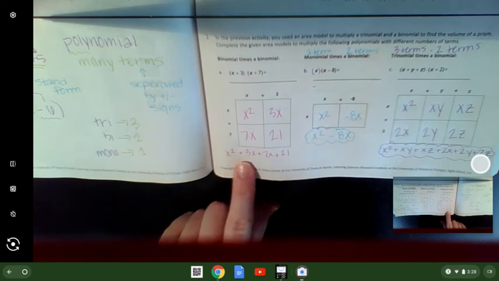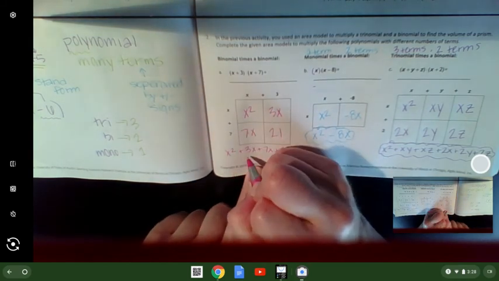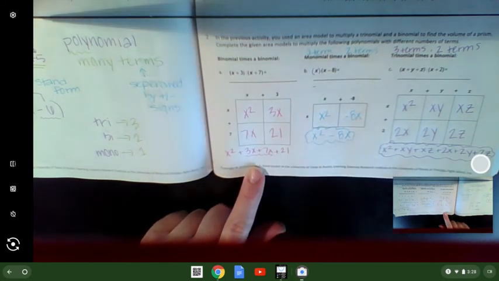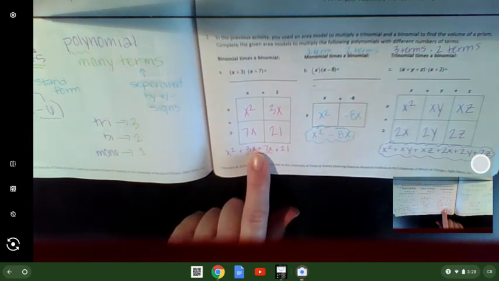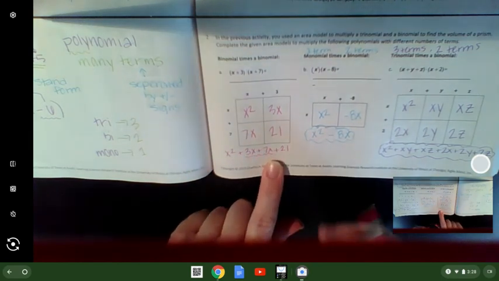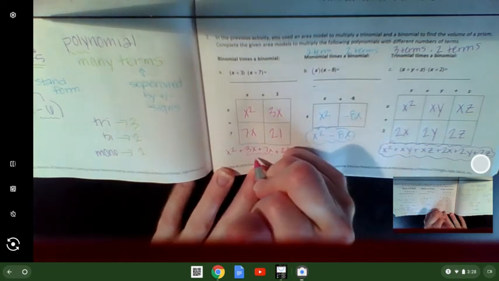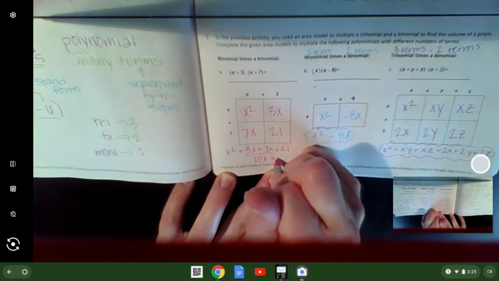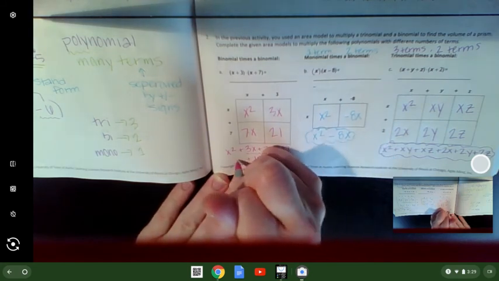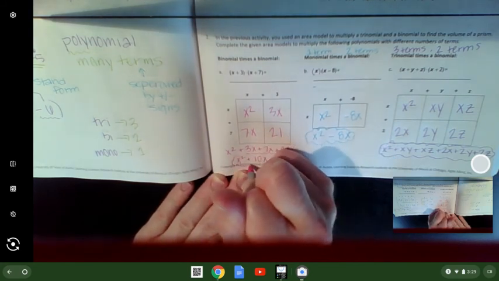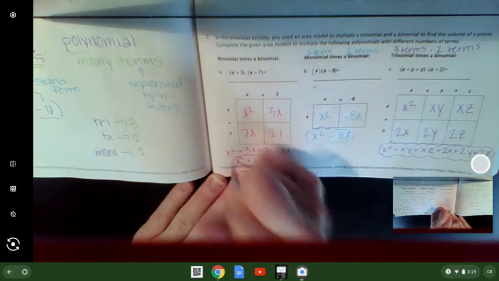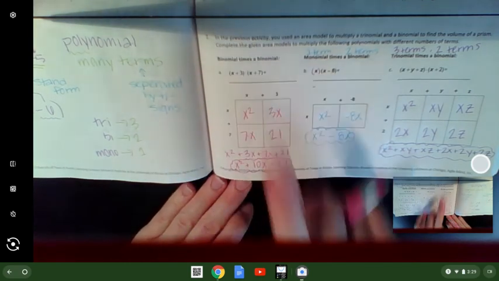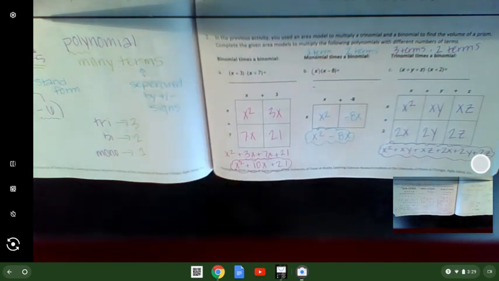In this case, I'm going to look to see, is there any addition I can do? And I notice, I actually do have like terms. The 3 has just an x and the 7 has just an x, so I can gather them together. I have 10 total x's right there. And I'm going to bring down the 21. I'm going to bring down the x squared. And the result from multiplying my binomial times my binomial is x squared plus 10x plus 21.